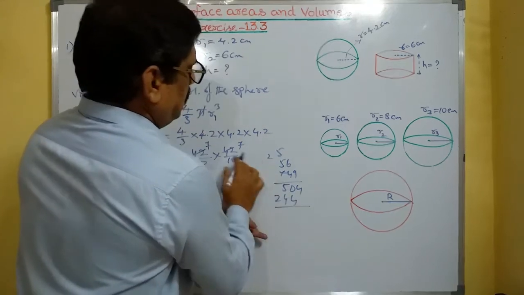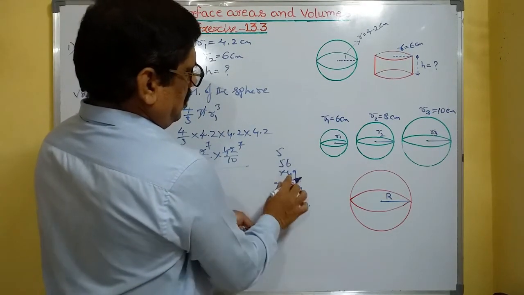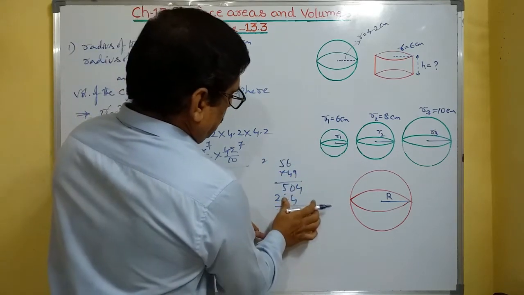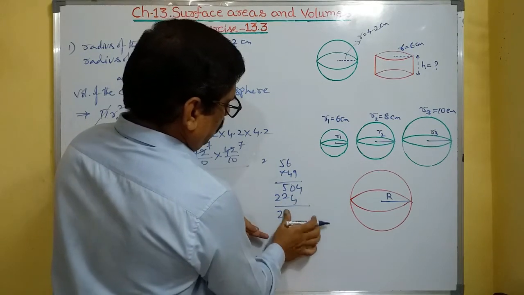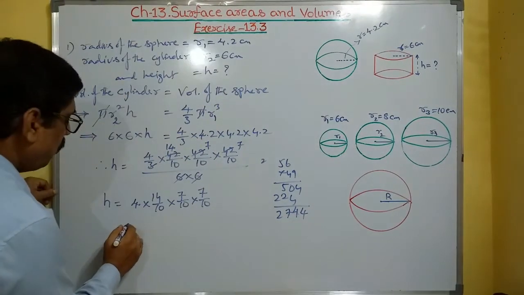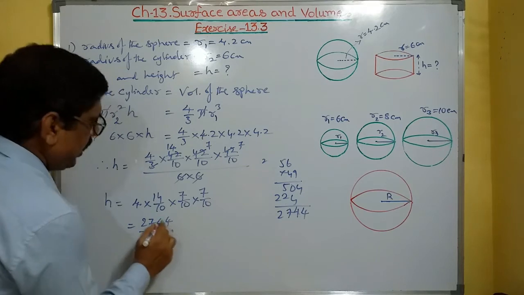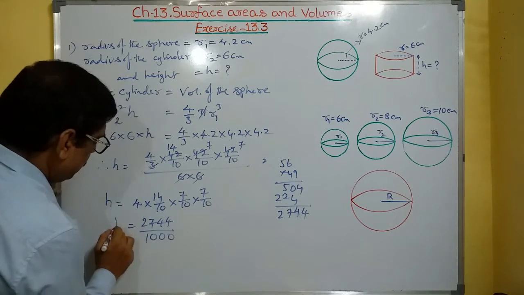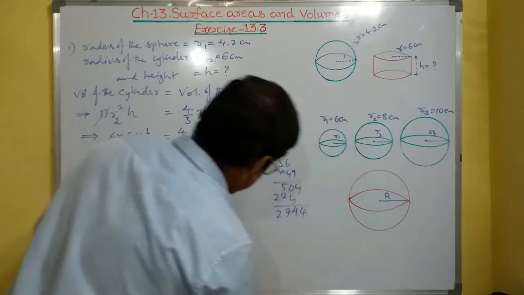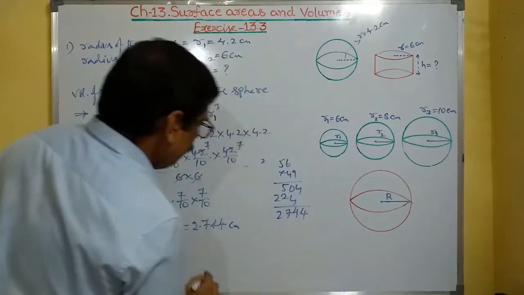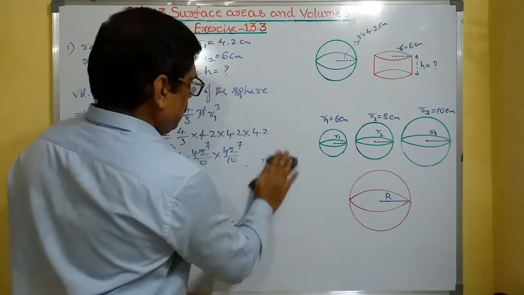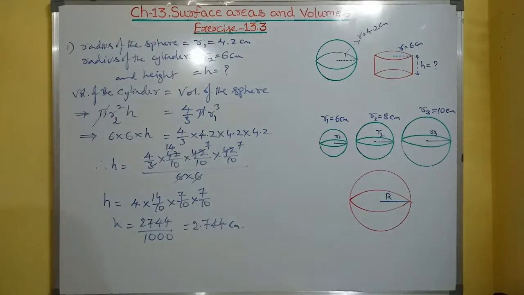So we get 2744, 2744 by 10 into 10 into 10, which is 1000. So 2.744 centimeters. So this is the height of the cylinder so formed. Did you understand? Please copy the problem.